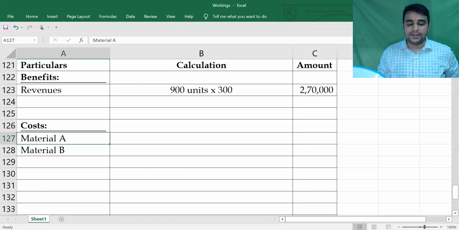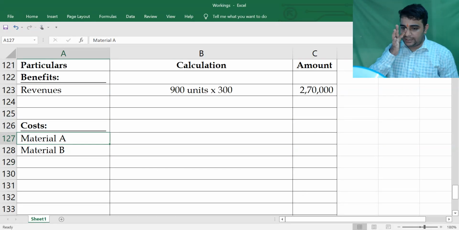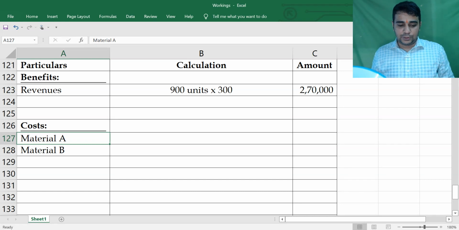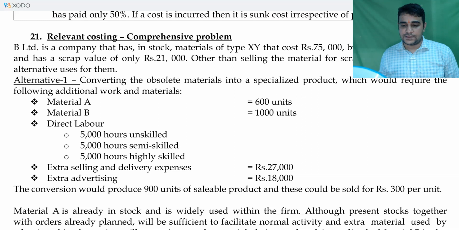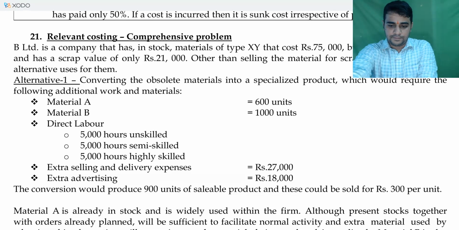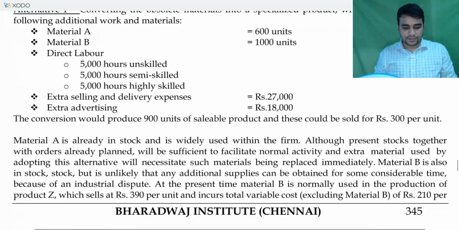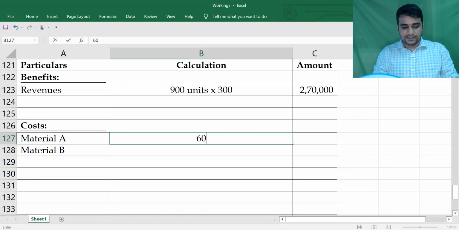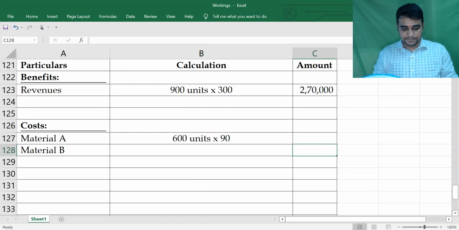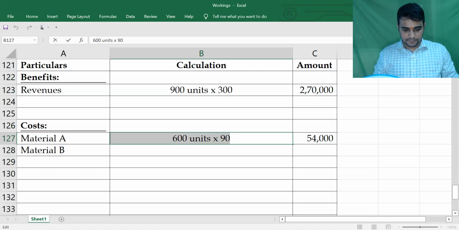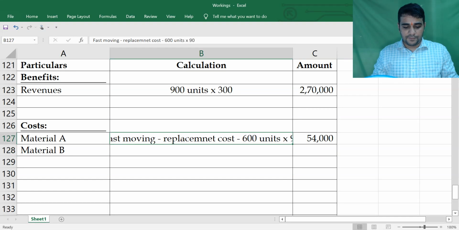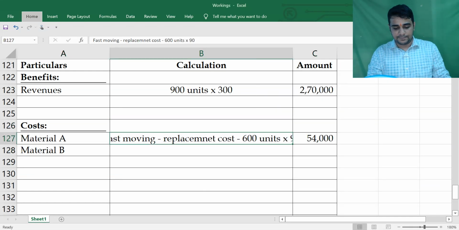Let's first analyze material A and material B. Let me know, material A, what is the relevant cost? It's a fast moving item, so 600 units into replacement cost of 90. 600 into 90.